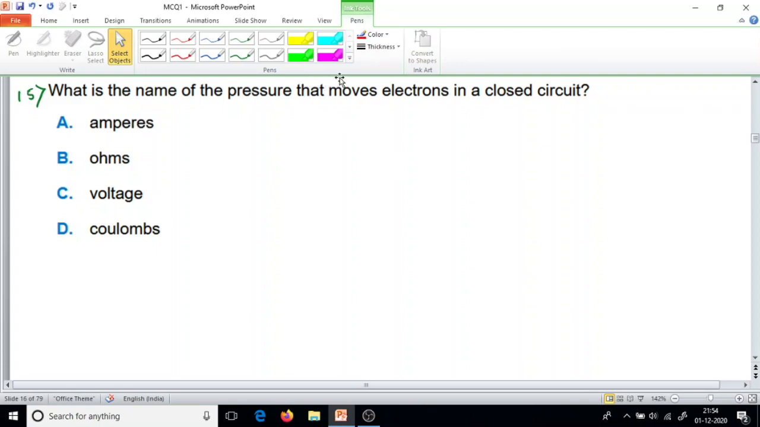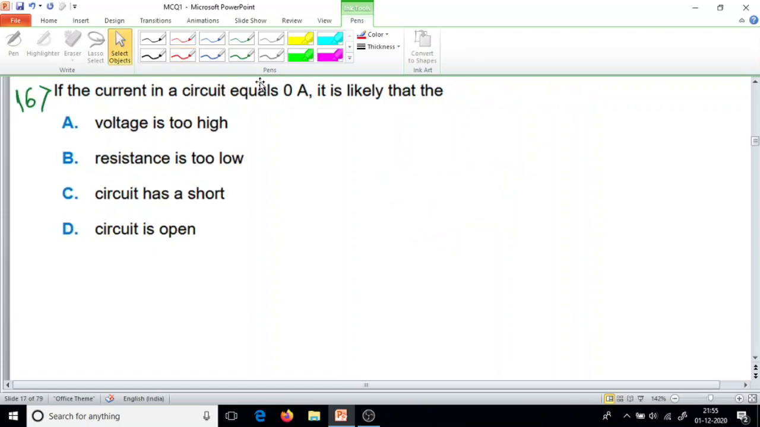What is the name of the pressure that moves electrons in a closed circuit? See, now we have a resistor here. We will connect a battery here. Because of this voltage, electrons move towards this side. This will be the direction of electron flow, but current flow will be this way, opposite to the electron flow. So voltage is the pressure which makes electrons move in a circuit.